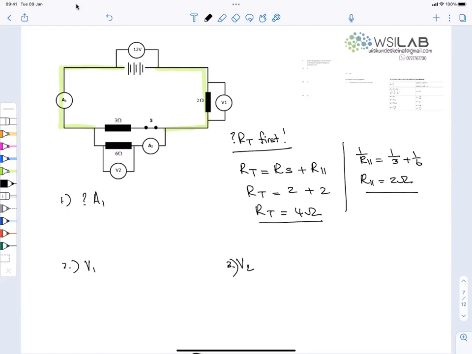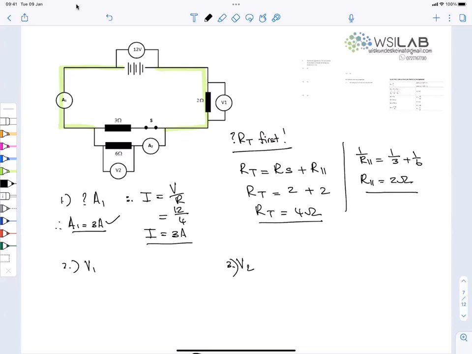So my answer is 3. Okay, let's see. The total current flows through there. So the current is the volts over the resistance. Total potential difference is 12. The total resistance is 4. So the current is 3 amps. That's correct. So therefore, A1 is 3 amps.